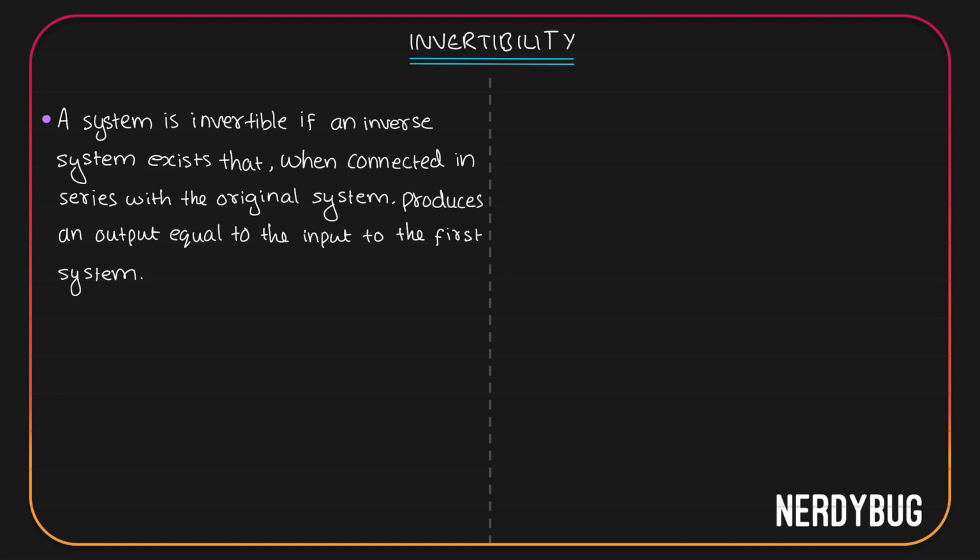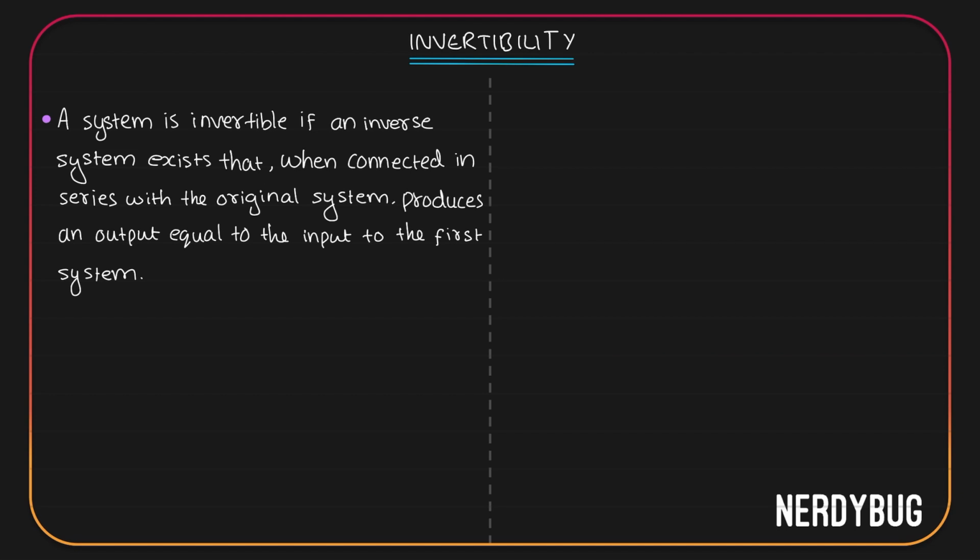The next property we have to learn is invertibility. We have already learned the definition of an invertible system. A system is invertible if an inverse system exists that, when connected in series with the original system, produces an output that is equal to the input to the first system.